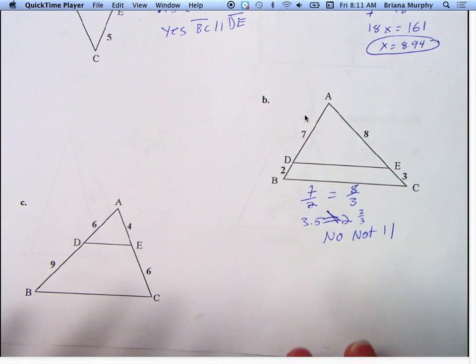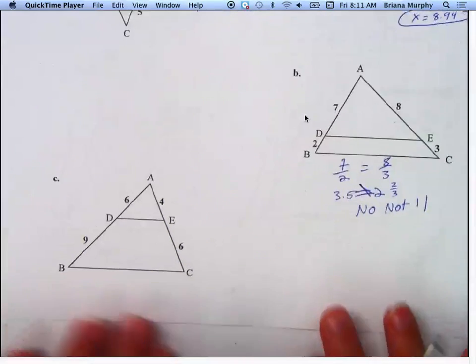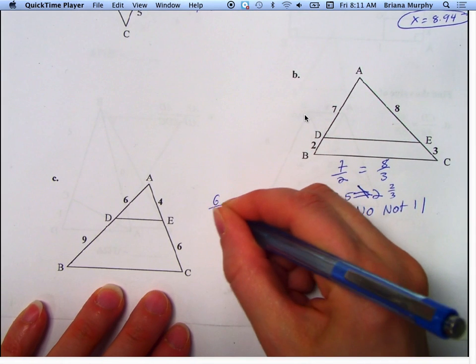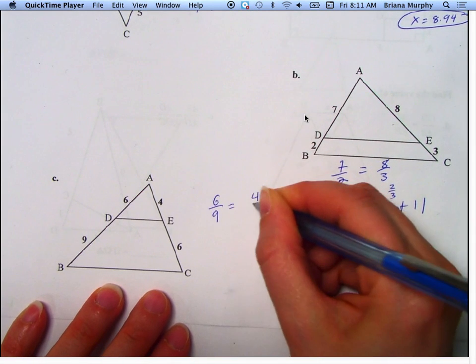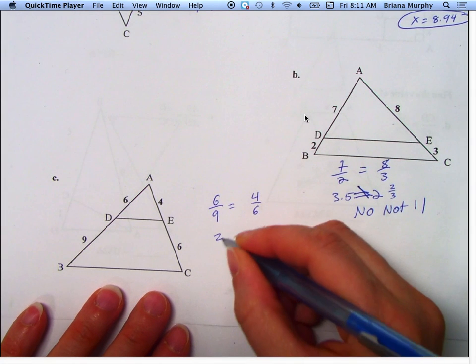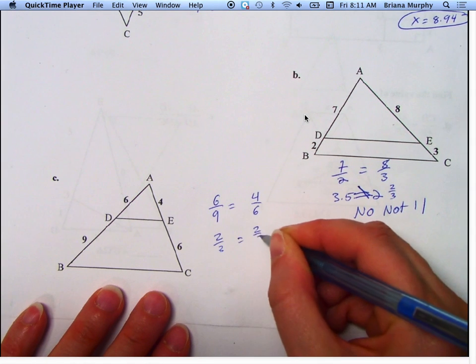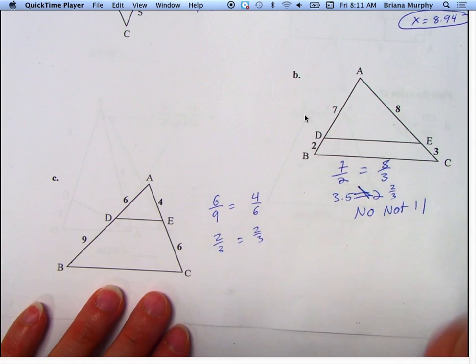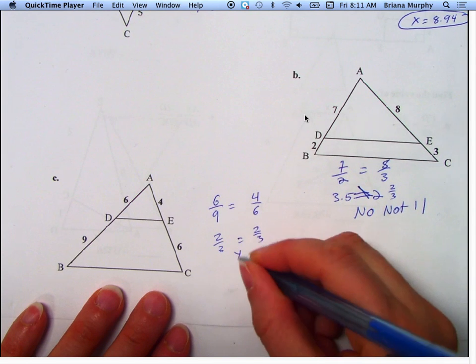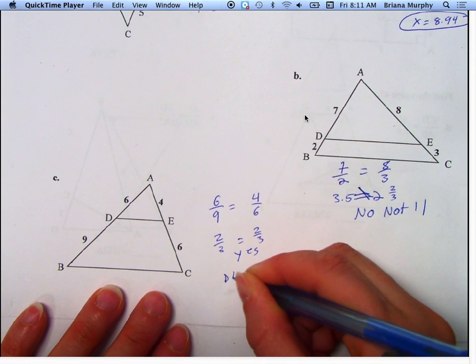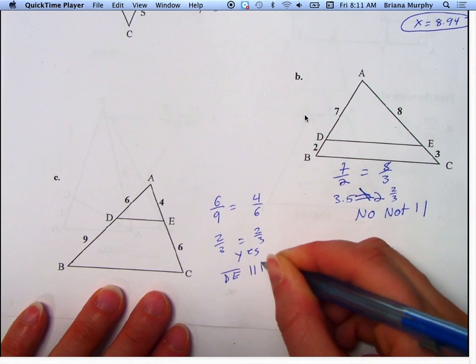Okay. Good? Alright, so we did 6 over 9 equals 4 over 6. They both give me 2/3, or 0.666 repeating. So yes, DE is parallel to BC.